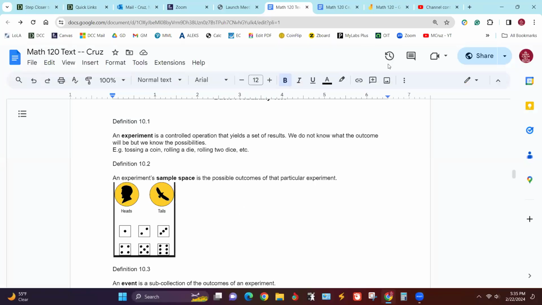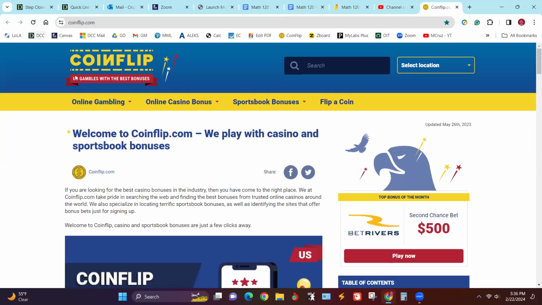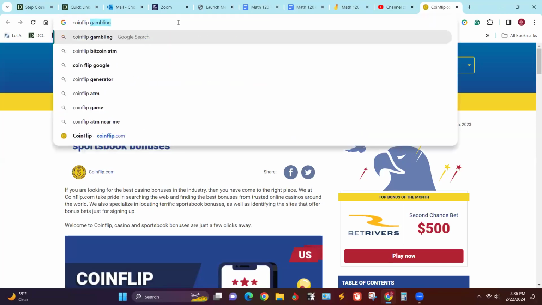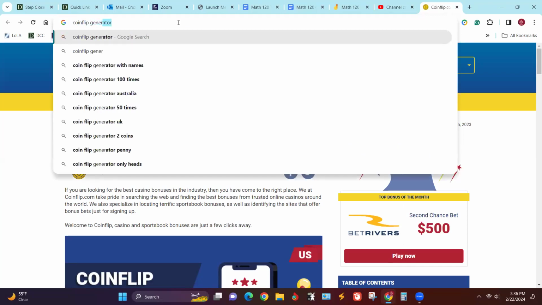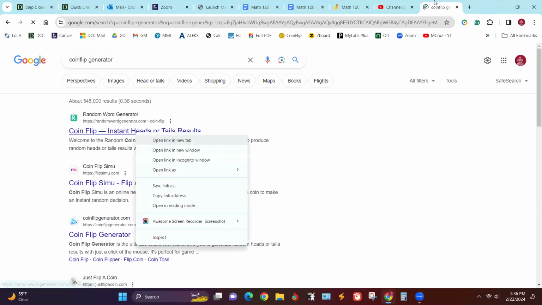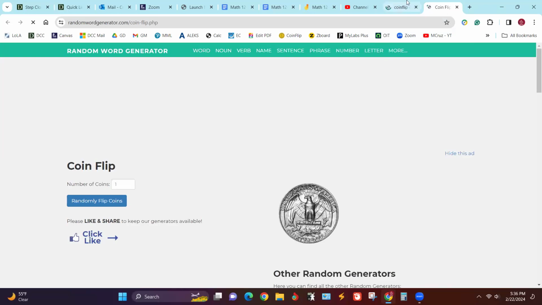Okay, so that's not the coin flip I wanted. Rather than doing it with a real coin, which is really hard to do on here, there's a nice little tool over here to simulate it. And I can just show you a few things to give some ideas here. All right.